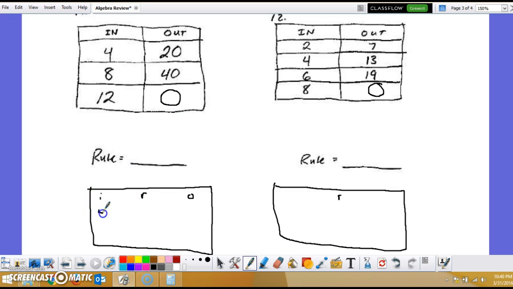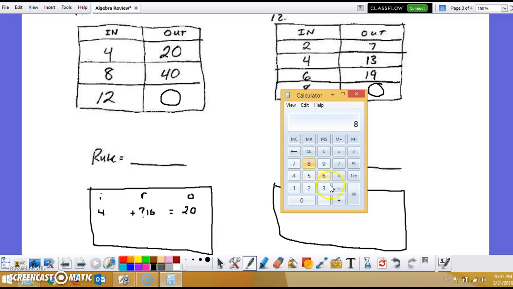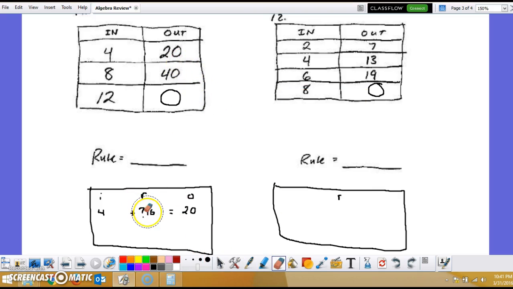Here's how. If I start with 4 and I'm at 20, I know I'm increasing. It's just a matter of asking myself, am I adding or am I multiplying? Let's try adding first. 4 plus something will equal 20. So in this case, I take the 20, I subtract 4, and I find out that the rule is add 16. Does that work for 8? No, because when I take 8 and I add 16, I get 24, not 40, which means I'm most likely multiplying in this case. Let me go ahead and check that rule out.